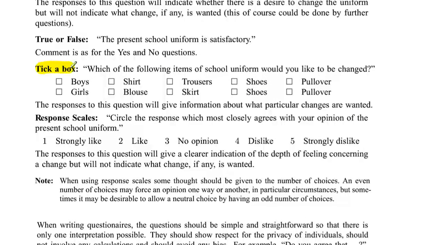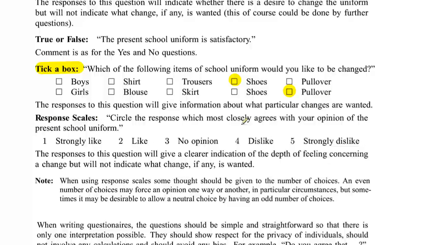This one, however, tick box one, would give you a little idea of the things that want to be changed, so a bit more information. So you might find that a person might say shoes, and that would be for the boys, and the girls might say the pullovers or whatever. Okay, so the response of this question gives information about which areas people want changed.